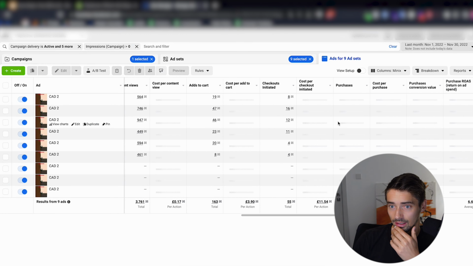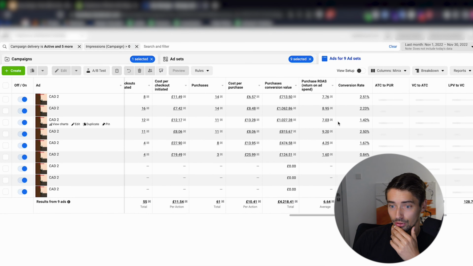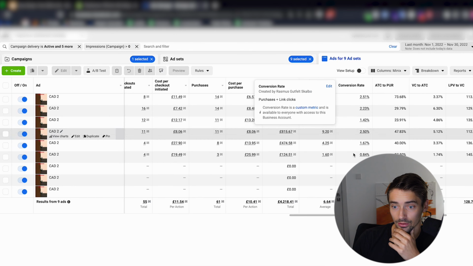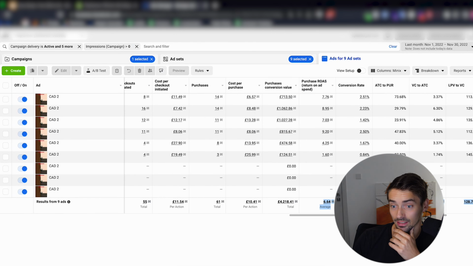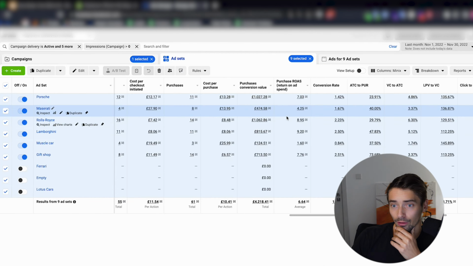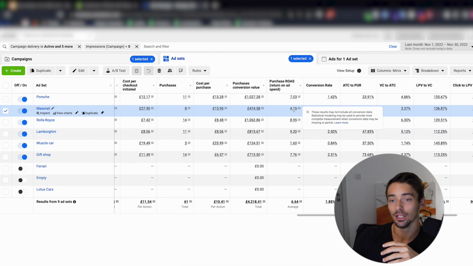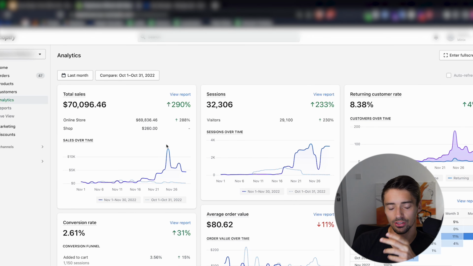As you will see right here, the purchase ROAS in November on the phase 2 campaign was 6.6 on average. We have a few audiences performing better than others, right? Lamborghini US Classic performed at a 9.2, Rolls-Royce 9X, Maserati 4.2. Basically everything here was performing really well. We launched the ads on November 18th, right? Which is where you'll see this bump up in revenue.